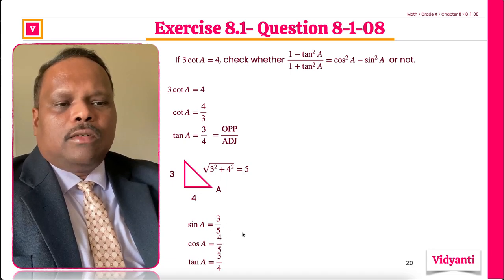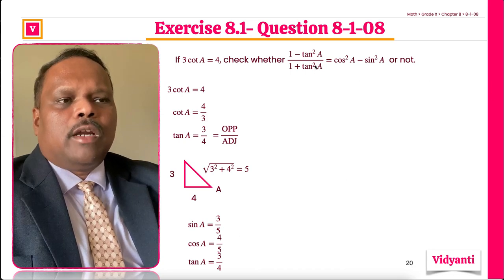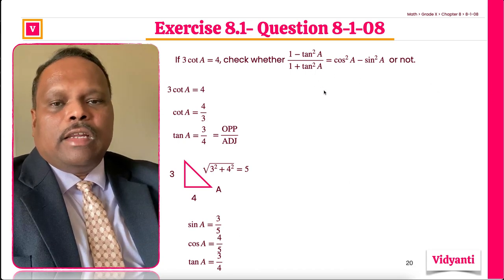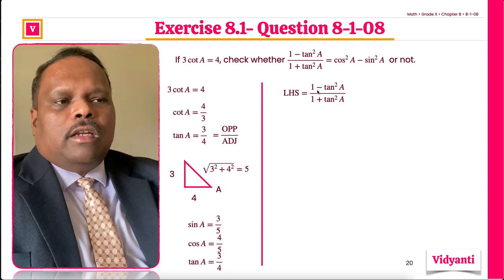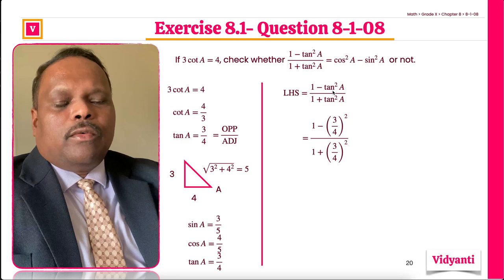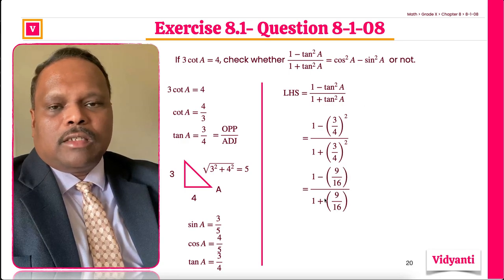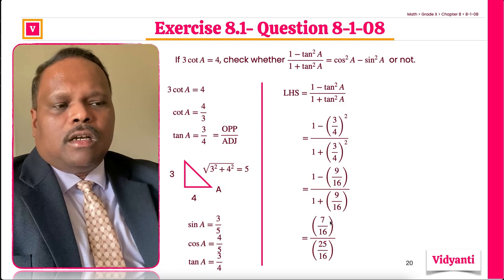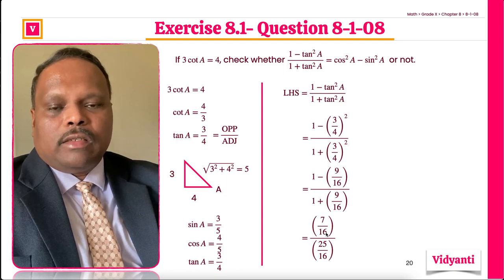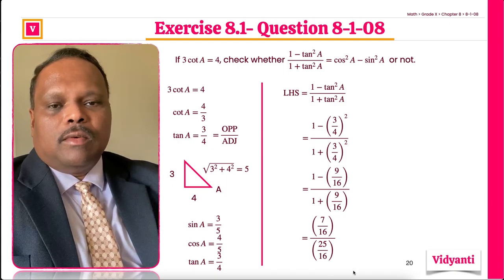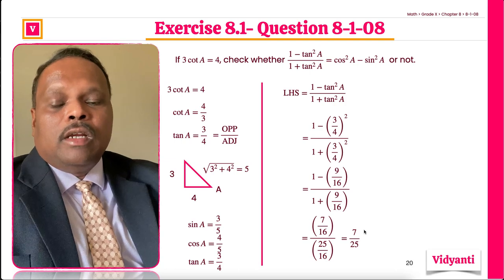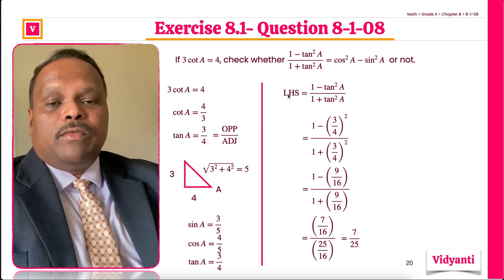Now, we know sine, cosine and tangent. Well, it's a matter of substitution. Let's take the LHS side. LHS is 1 minus tan square A upon 1 plus tan square A. Now, we substitute the value of tan A, which is 3 by 4. Take the square. So, it will be 1 minus 9 by 16 and 1 plus 9 by 16. Let's make a common denominator. 16 minus 9 divided by 16, which is 7 by 16, and 16 plus 9 divided by 16, which is 25 by 16. The 16 by 16 will be cancelled. So, the answer will be 7 by 25. So, this is the simplification for the left hand side.